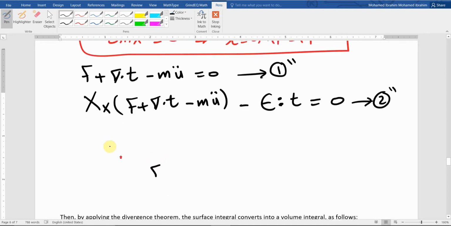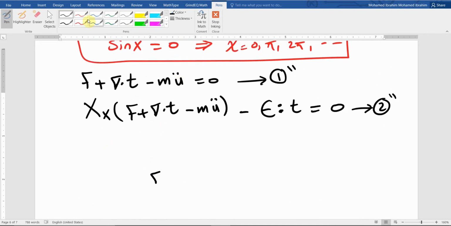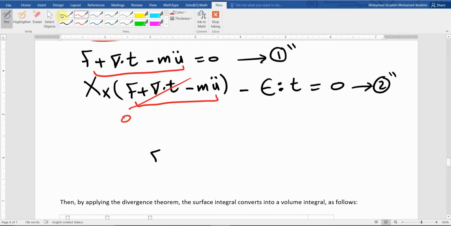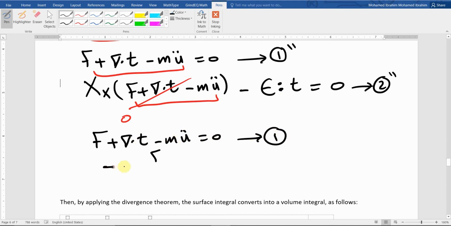Make sense? So according to the first equation, this term should be 0, right? What does it mean? It means that this term as well will be 0, so this term will be cancelled. So we carry on with the first equation, which is f plus nabla dot t negative mu double dot equals 0. This is the first equation. And the second equation will be simply negative epsilon double dot t equals 0. This gives us the second equation.